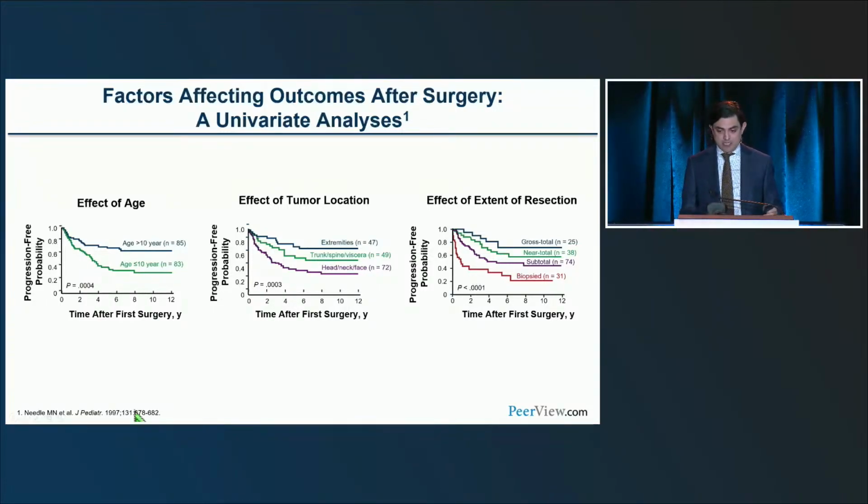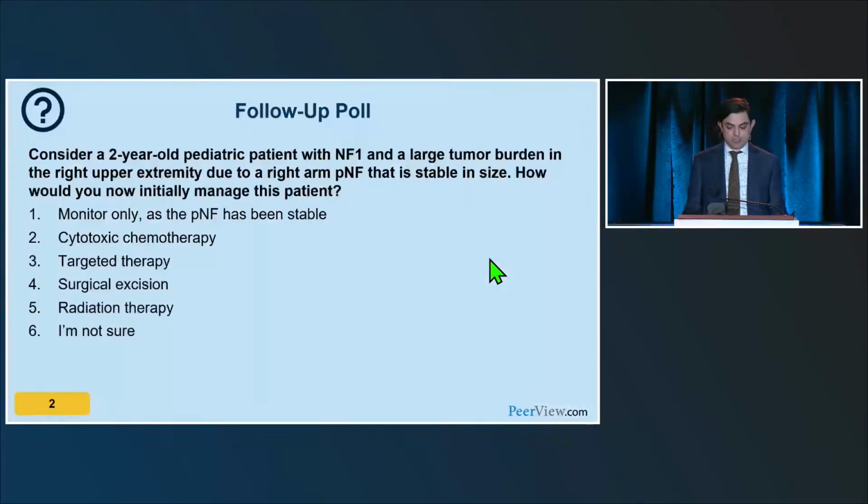So in the last graph here, you can see that the ones that are biopsied had further progression. Subtotal resections did a little bit better, whereas near total and gross total resections, of course, did much better. So you saw the tumor extending from the hand to the wrist to the forearm to the upper extremity, ulnar and median nerves.